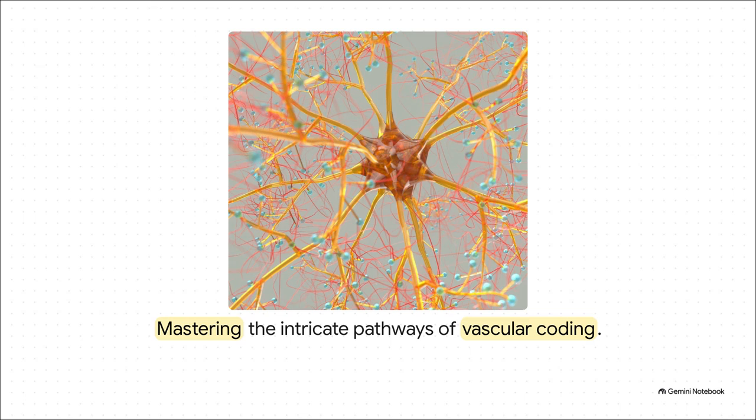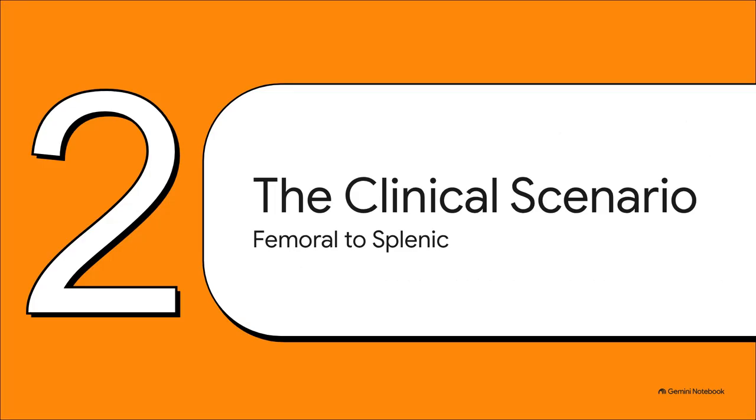Over the last 14 parts of this masterclass, we've basically navigated coding pathways that are just as intricate as the actual human vascular system. We've tracked arterial families, mapped out venous structures, and learned the specific rules of engagement for every tiny little branch. Today is where we put all that navigational skill to the ultimate test. Moving right along to Section 2, the clinical scenario, right femoral to splenic artery.